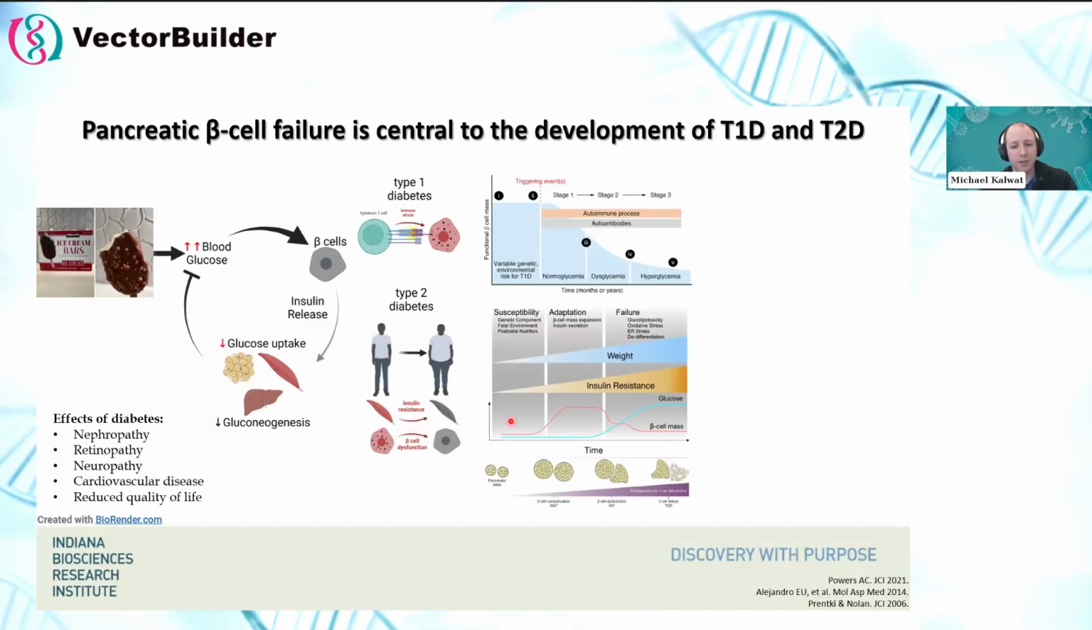And over time, as an individual gains weight or becomes more insulin resistant, the beta cells are able to compensate for this by expanding their mass and producing more insulin. But at some point, in some individuals, the beta cells are no longer able to maintain this compensation and they fail. And once insulin production drops enough, you get hyperglycemia and all the downstream effects of diabetes, including kidney disease, blindness, nerve damage in the peripheral tissue, and cardiovascular disease.